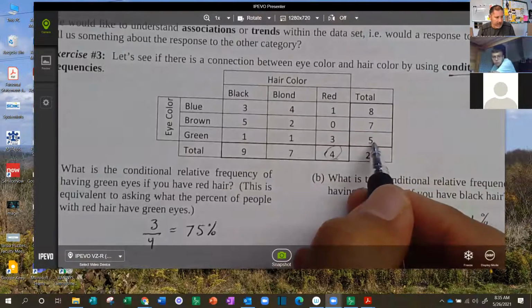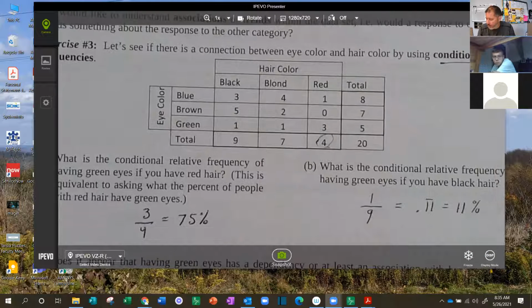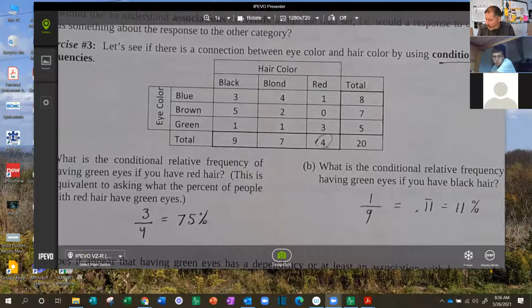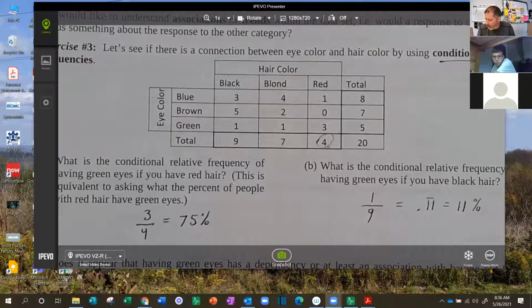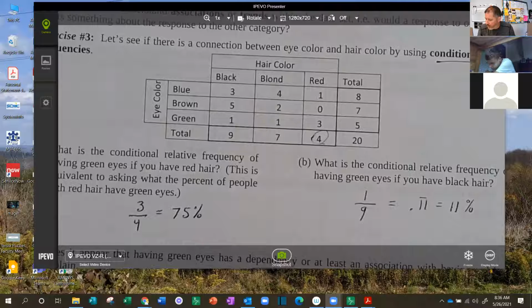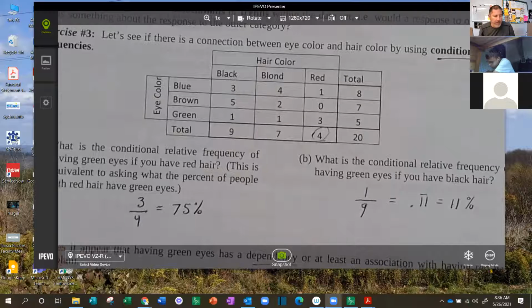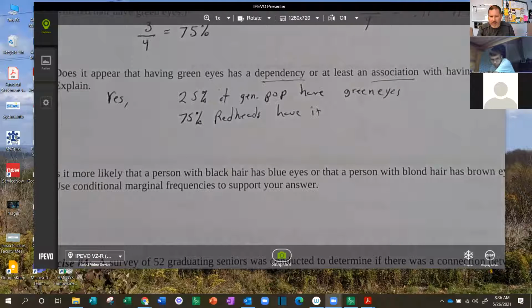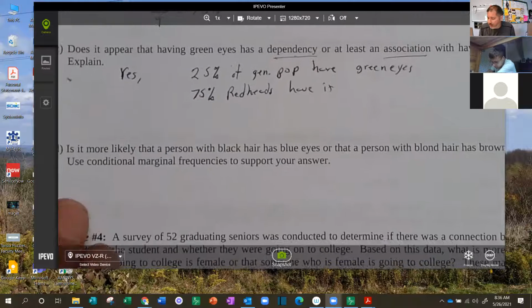Well, let's take a look at the data. Only 25% of the general population. So if it wasn't associated, so I'll write that down, 25% of the general population have green eyes, but 75% of redheads have it. So it seems like something's going on. Oh, I didn't write that down. Does that make sense? Okay, good. No one said anything, but I'm just assuming it makes sense.